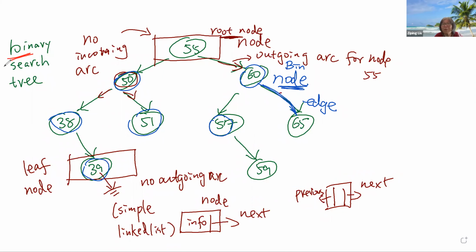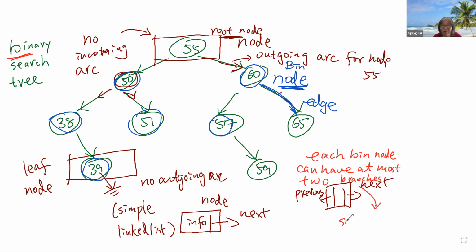This binary means it should have two of something. So what does that binary mean? This binary means each bin node can have at most, be careful, okay, at most two branches. And we have some names for these branches. Okay, so basically two subtrees.